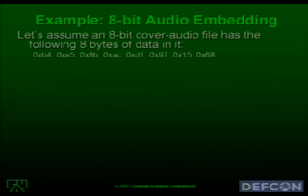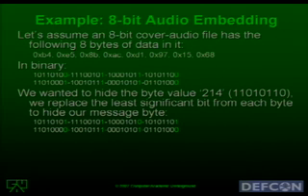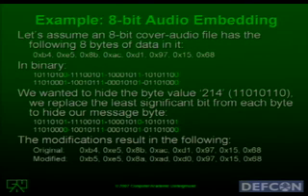Here's a quick example of doing audio embedding in an 8-bit audio file. So let's assume that we have these 8 bytes in a cover audio file. If we want to, and there's binary, I've highlighted the least significant bits for you. If we wanted to hide the byte 214, we replace the least significant bit from each byte to hide our message. And here's a comparison of the original plus the modified. If you'll notice, only about half of those values actually changed. So the impact of making these manipulations can be very, very small.